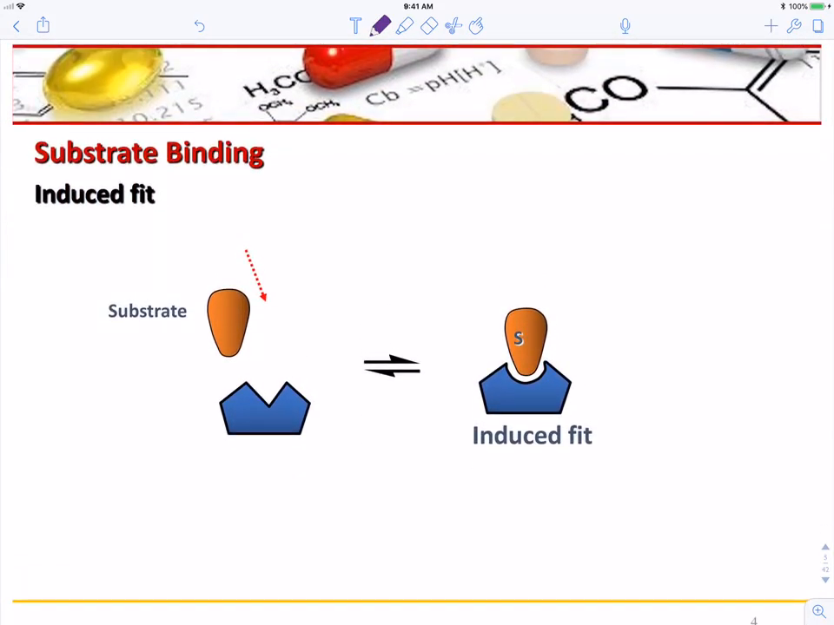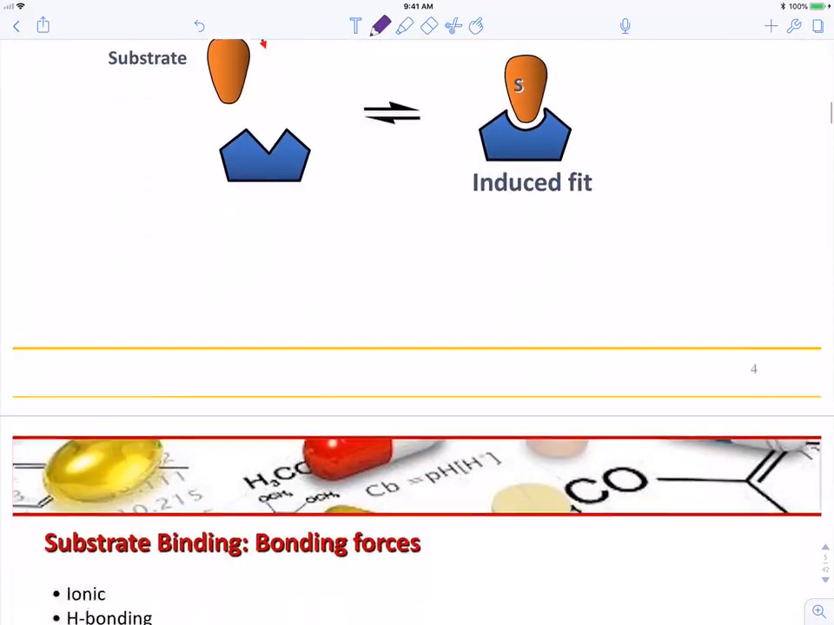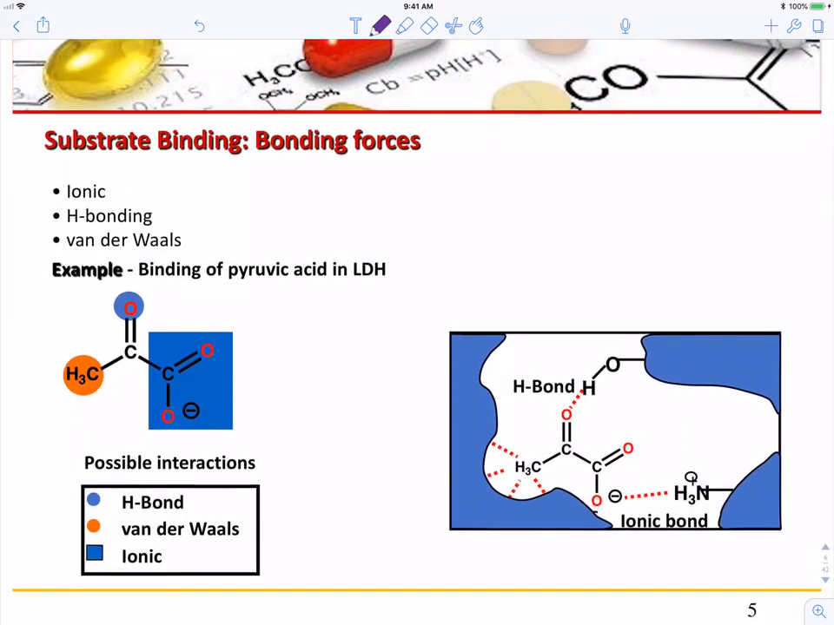In general, it is thought that substrate binding induces a different fit, so a different conformation in the enzyme, or rather stabilizes a different conformation of the enzyme. So the binding process can basically alter and strain some bonds in the substrate and facilitate the breaking of those bonds. Binding involves several intermolecular bonds between the functional groups in the substrate and also the functional groups in the active site. So what kind of binding forces are involved?